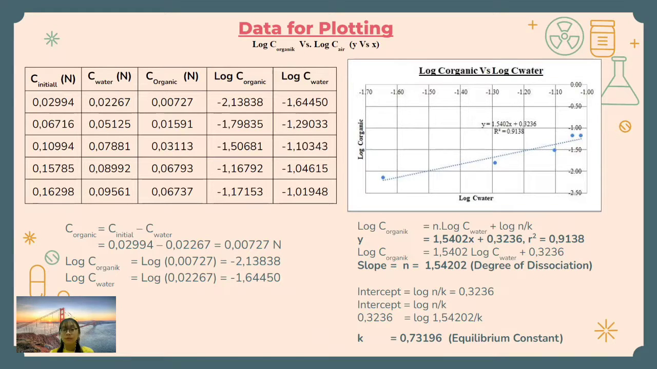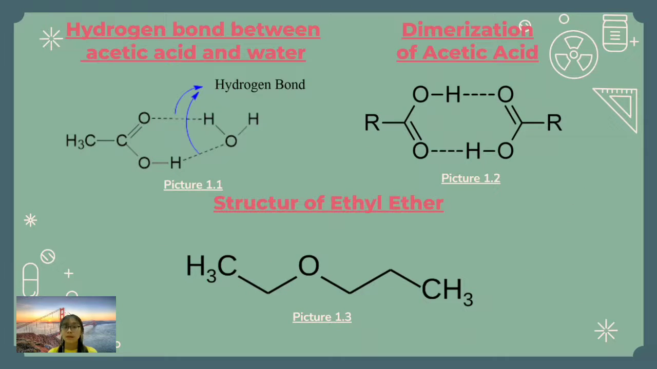With this calculation, the value of N, or the degree of acetic acid dissociation, is 1.54, and the value of K, or the equilibrium constant of acetic acid between water and ethyl ether, is 0.732. The K value of 0.732 indicates that acetic acid has a greater concentration in water compared to ethyl ether. Based on the results obtained, the concentration of acetic acid is getting smaller, or the volume of NaOH used is also less.